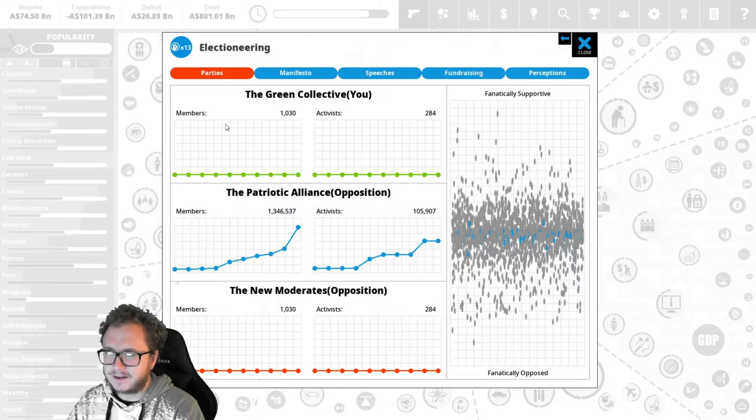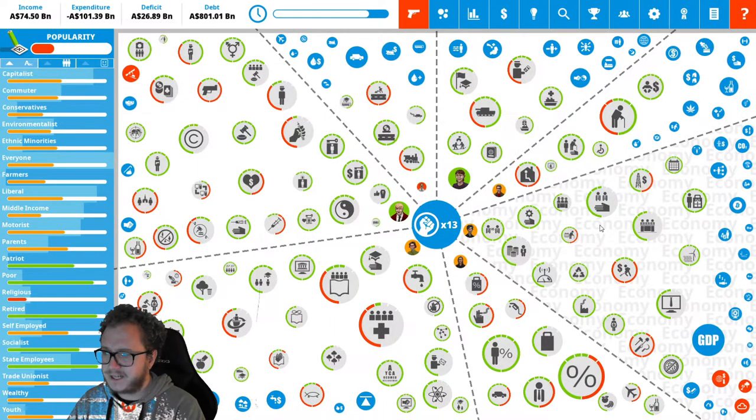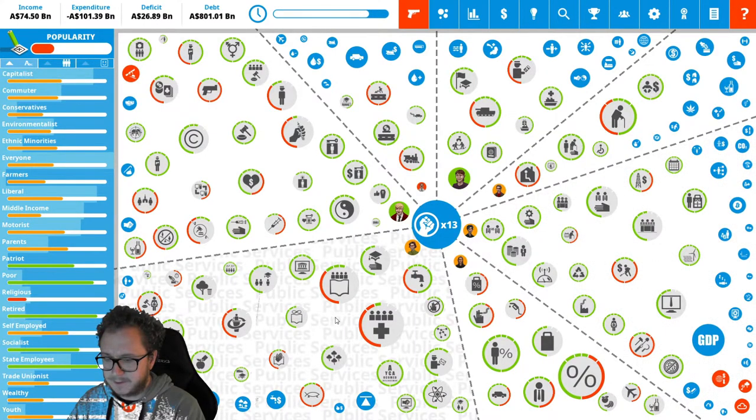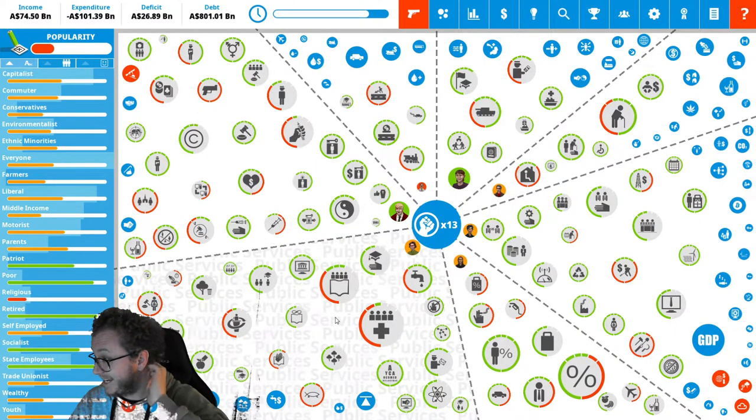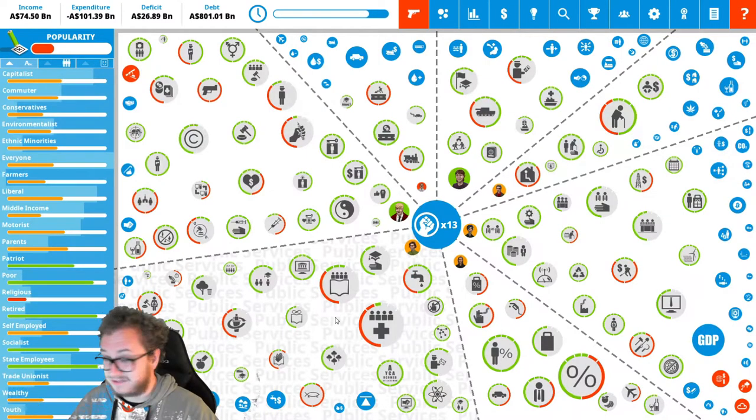Hang on, what do you mean the Green Collective? I'm not the Green Collective. I clicked on the new moderates. Well, that's really annoying. Really annoying. Thanks for that, game. Anyway, we'll keep going along as if we are the new moderates, even though the game doesn't think that we are the new moderates, because... bloody stupid thing.